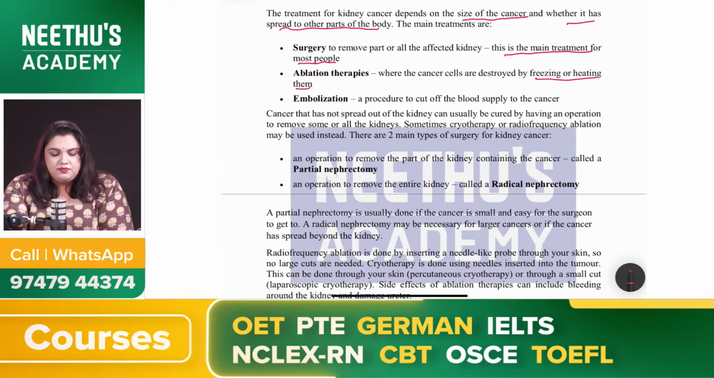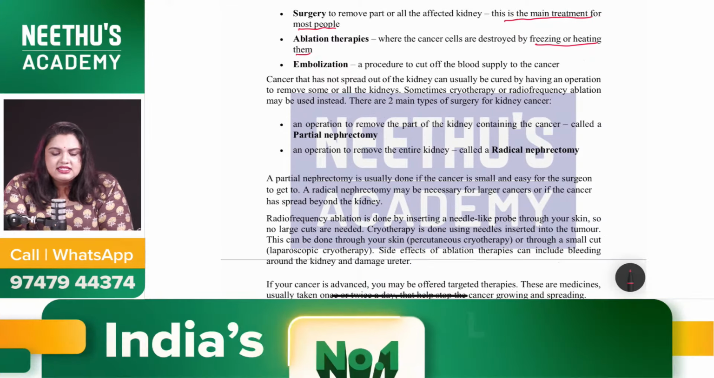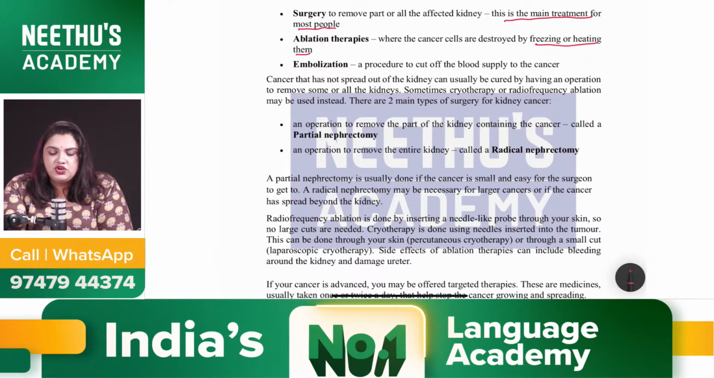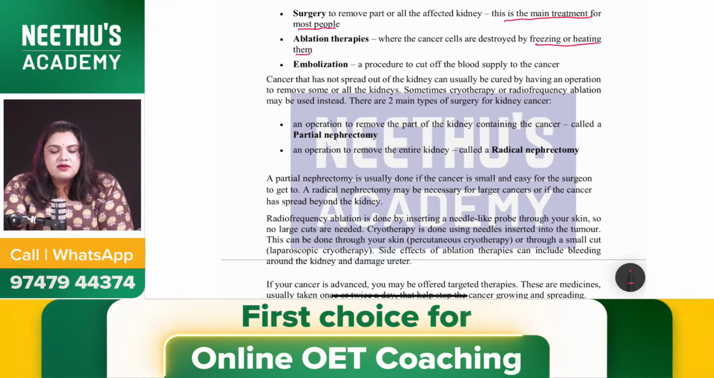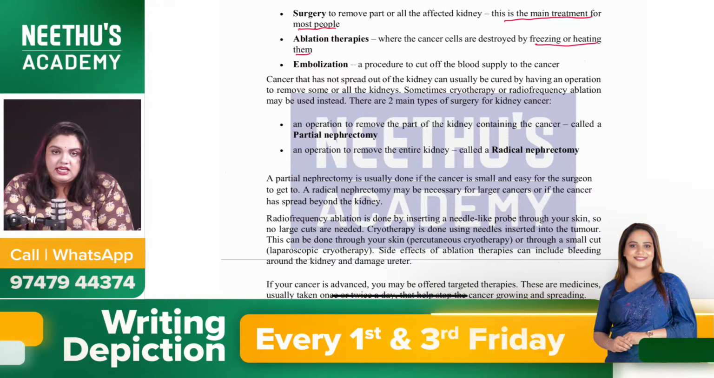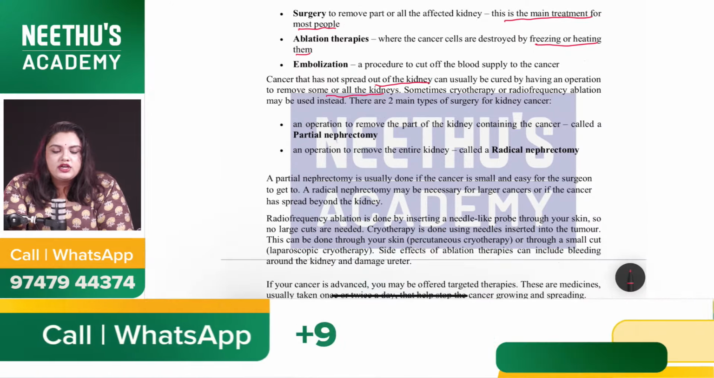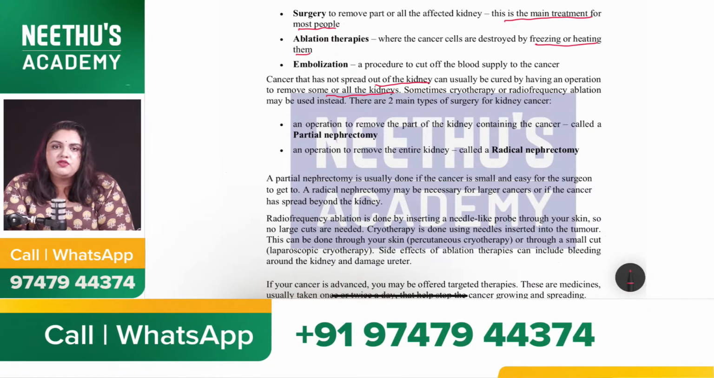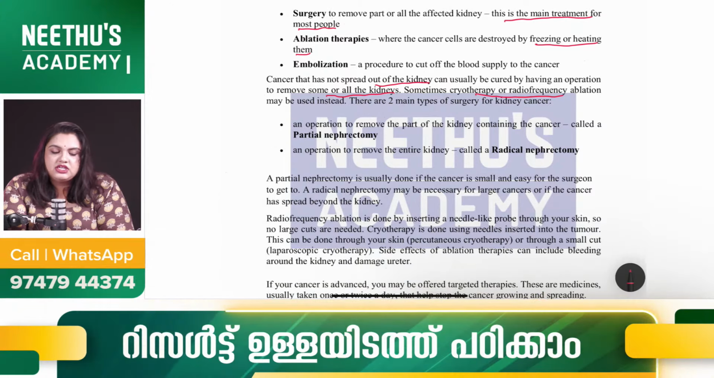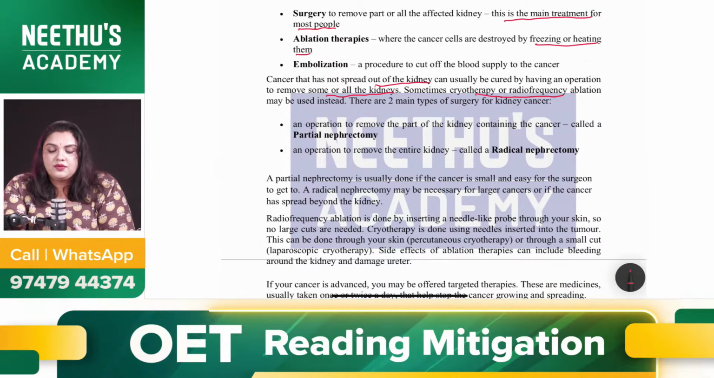Now let's move down. So surgery itself is defined. Cancer that has not spread out of the kidney can usually be cured with an operation to remove some or all of the kidney. So cancer which has not spread beyond the kidney, a case that stays in the kidney itself, it can be cured by having an operation to remove some or all of the kidney. Either you remove some part or you remove the entire kidney. Sometimes cryotherapy or radiofrequency ablation may be used instead. Surgery is one option. Another option is cryotherapy or radiofrequency ablation.